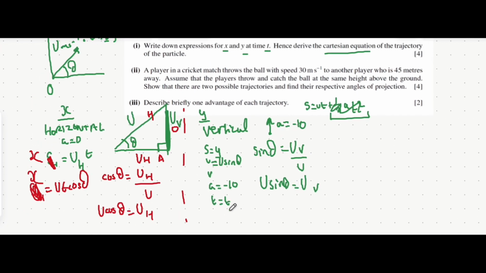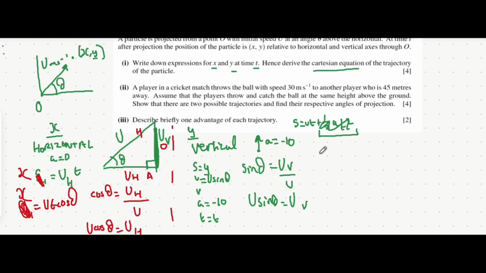So we're just going to write t as t here. Which equation links s, u, a, and t? Sorry, I didn't write out the SUVAT equations here, but it's s equals ut plus half at squared. Let's substitute into that. S is y equals u sine theta times t, so that's ut sine theta, plus a half of minus 10, which is minus 5, so let's write minus 5t squared. And that's x and y.